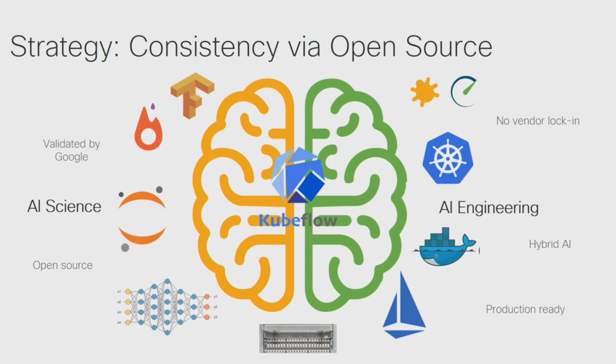Essentially, open source gives us no vendor lock-in. It can run anywhere. And tools like TensorFlow and PyTorch are really getting traction, and they are validated at scale. Google runs TensorFlow at Google scale. Facebook runs PyTorch at Facebook scale. Amazon is running MXNet. So these open source tool chains are not early. They are pretty mature.